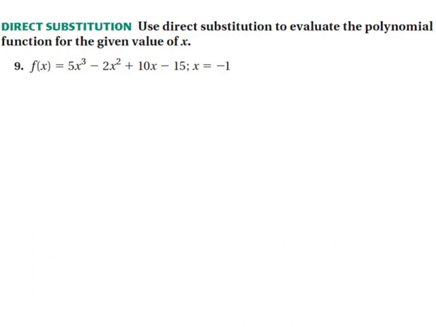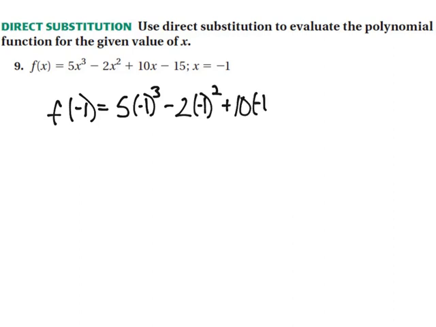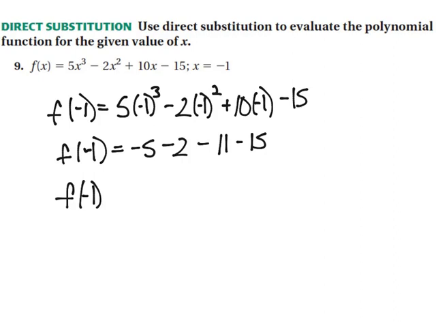We need to use direct substitution here. f of x equals 5, and this would be f of -1, sorry, equals 5 times -1 cubed minus 2 times -1 squared plus 10 times -1 minus 15. And then you need to actually do this on a calculator or in your head. This would end up being -5 minus 2 minus 10 minus 15, and you get f of -1 equals -7 minus 10 is -17, minus 15 is negative 32.